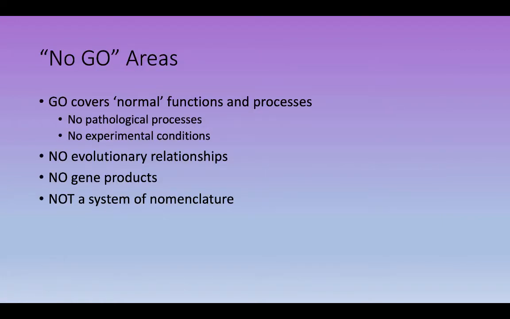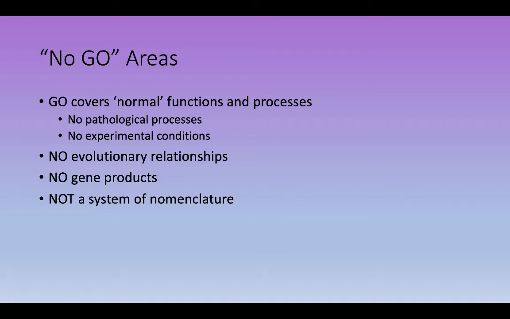So a couple of no-go areas, parts that are not in the GO. The GO covers normal functions and processes, so you're not going to find anything in the Gene Ontology related to pathological processes and experimental conditions. This information will be stored in a different database in a different place. You're also not going to find evolutionary relationships here. There is no implied evolutionary relationship anywhere in the GO. It's independent of it. The system works independent of an evolutionary context.